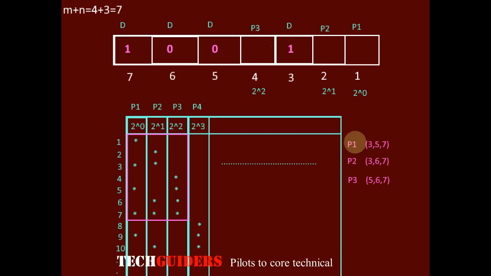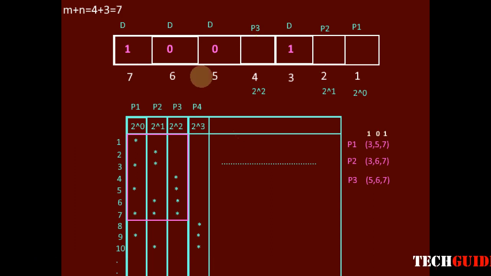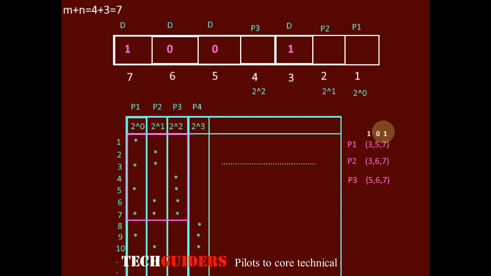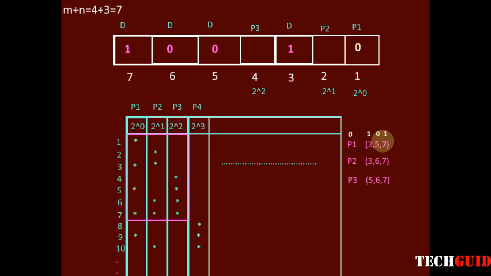Now P1 will take care of the bit positions 3, 5 and 7. So 3 is 1, 5 is 0 and 7 is 1. So for even parity, if we are using the even parity method, then what should be the value of P1? It should be 0, to make the number of ones even.